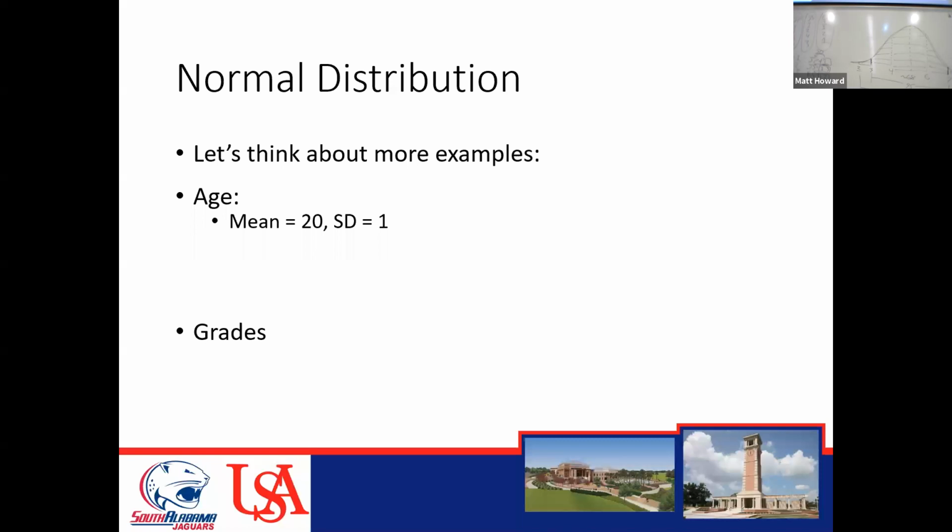So to start, let's say we're talking about age, and we have a sample, and we know that we're going to assume a normal distribution, and we know that their average age is 20 with a standard deviation of 1. First off, where would we assume 95% of our values to fall in regards to age in our data set? What age would we expect 95% of our participants to have?